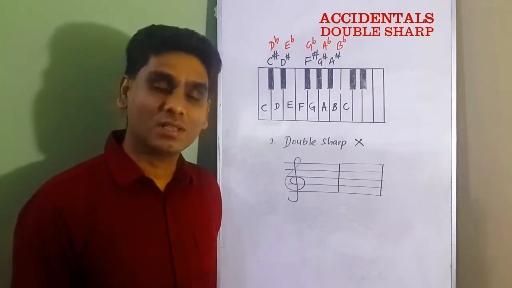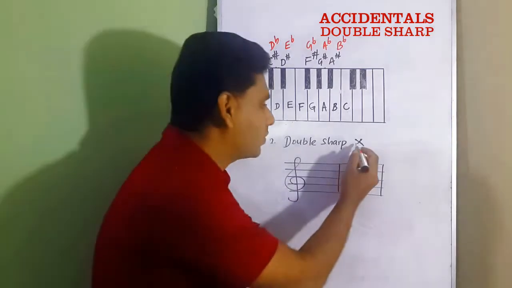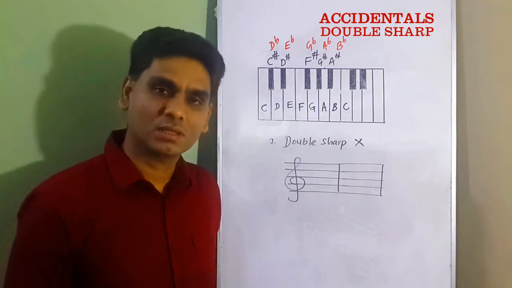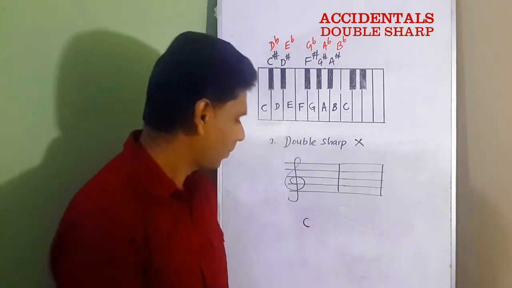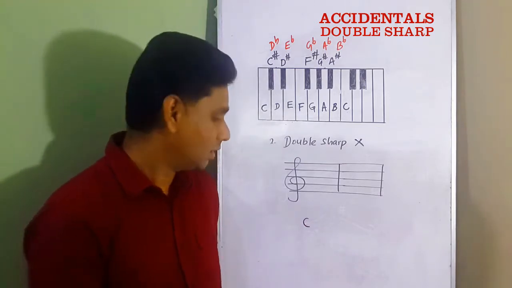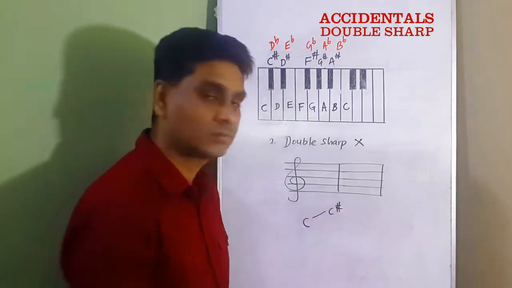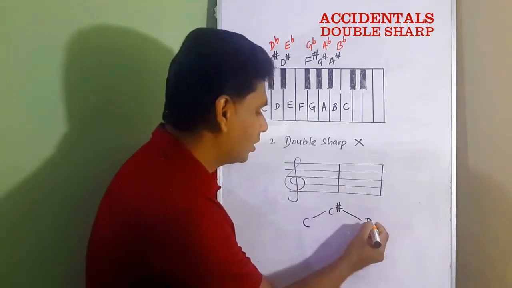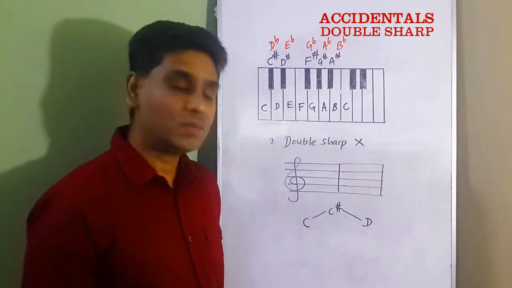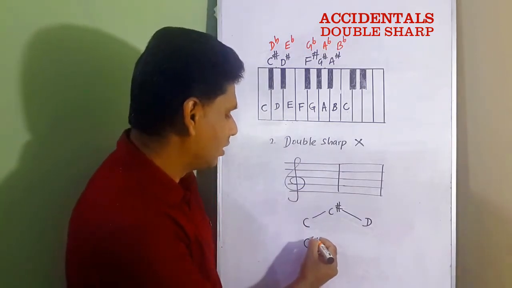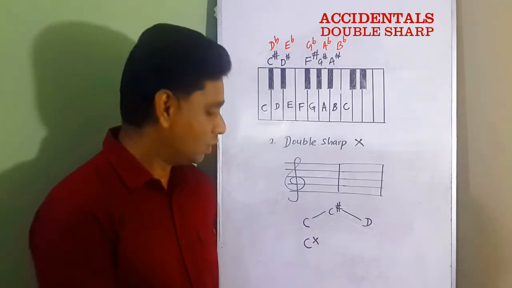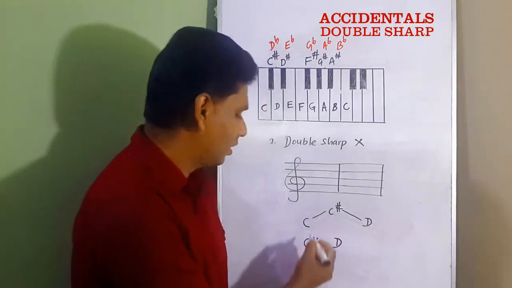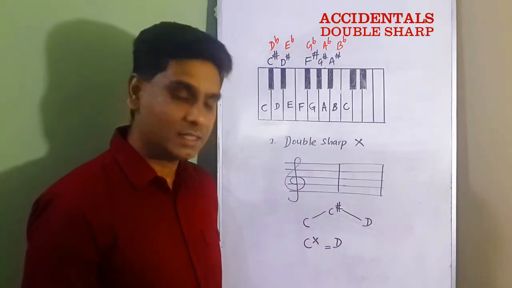Now I am going to teach you about double sharp. We use the double sharp symbol to show that we are going to raise a note by two semitones. For example, note C. I raise one semitone from C, then it goes to C sharp. Then I raise another semitone from C sharp, then it goes to the note D. But in a music sheet, sometimes it shows C double sharp. What does it mean? When you see C double sharp, it means you have to play the note D. C double sharp is equal to note D.